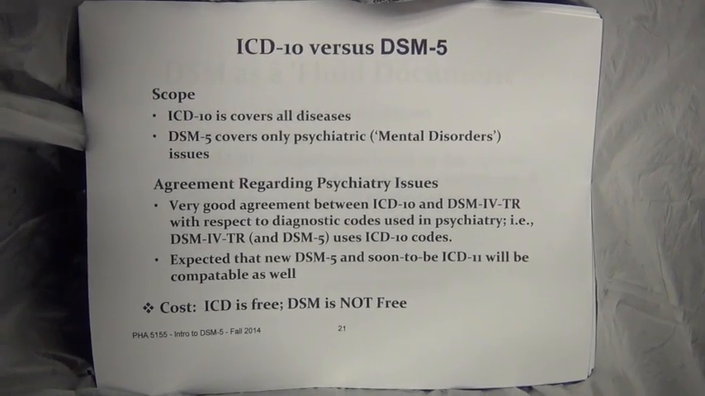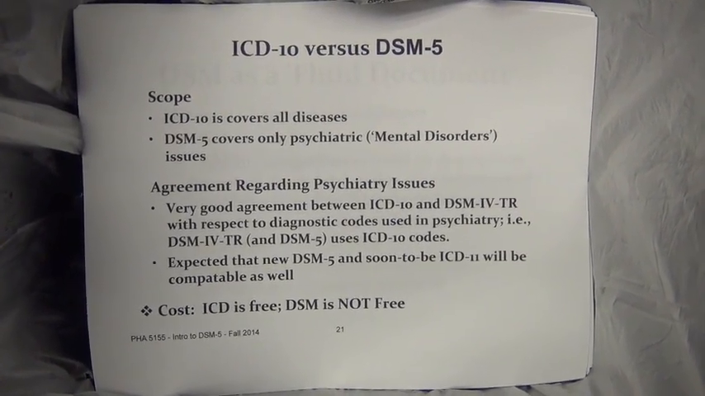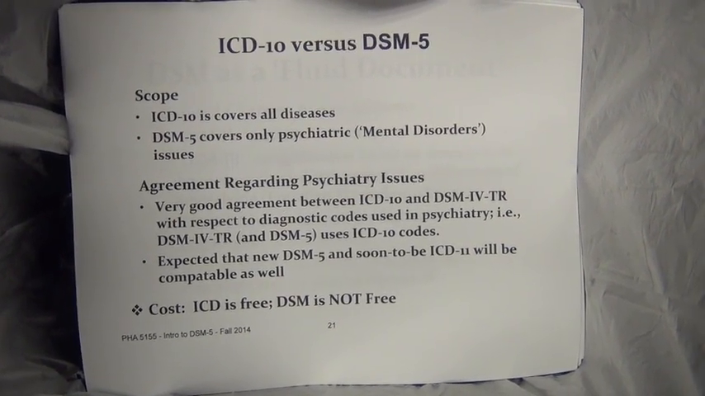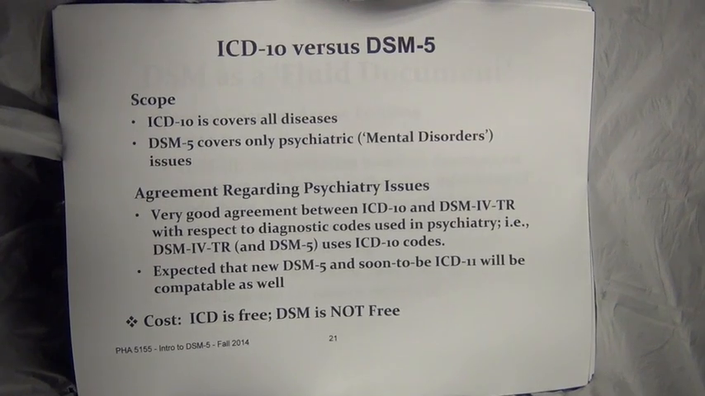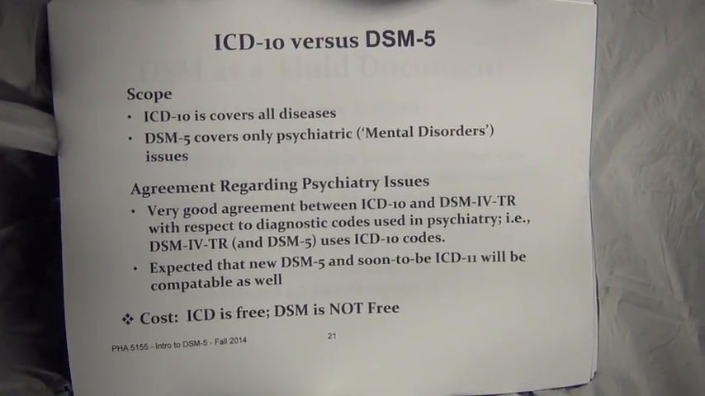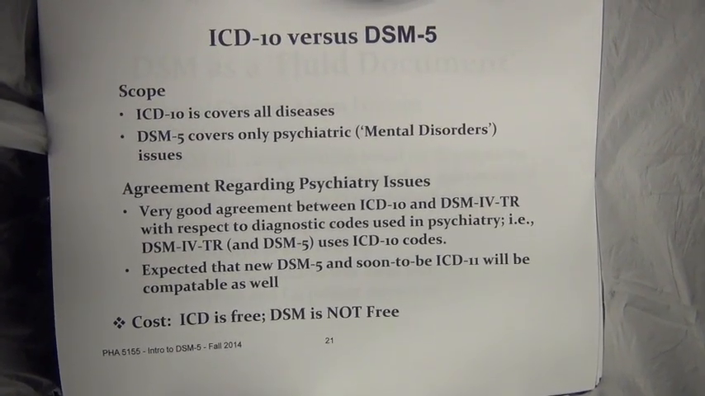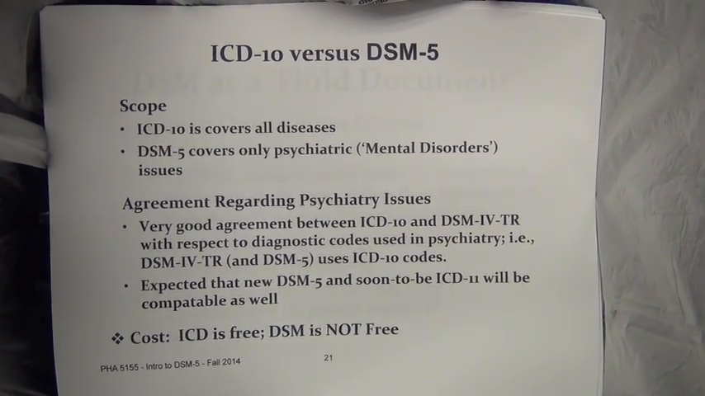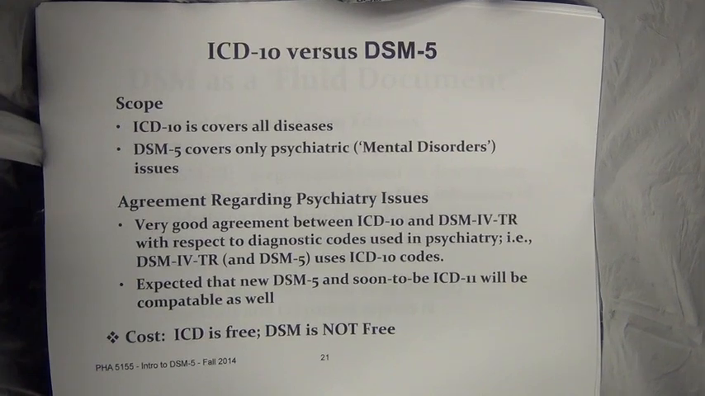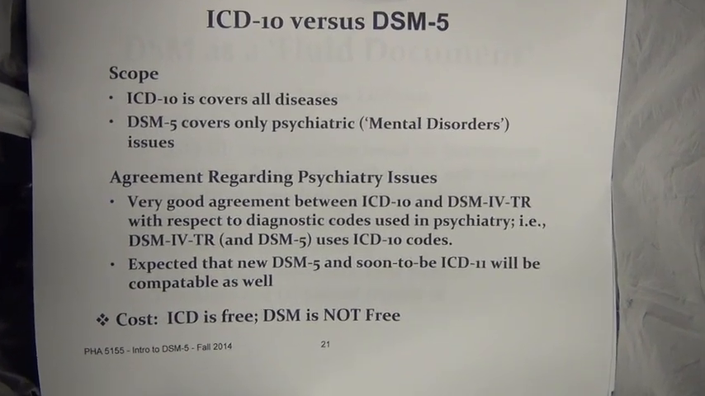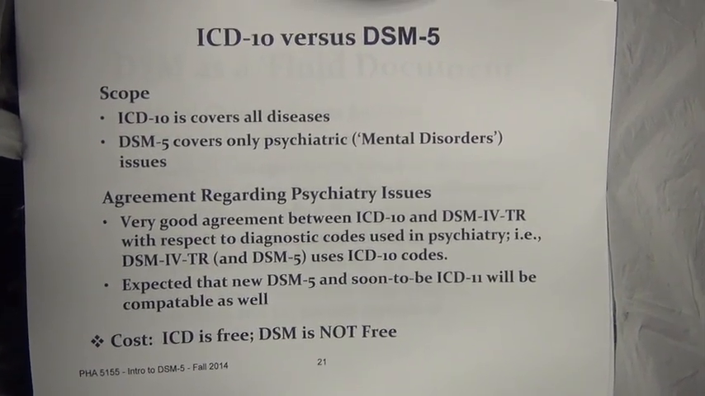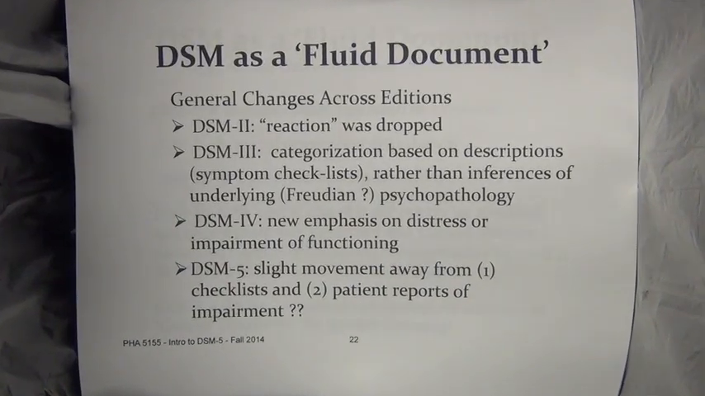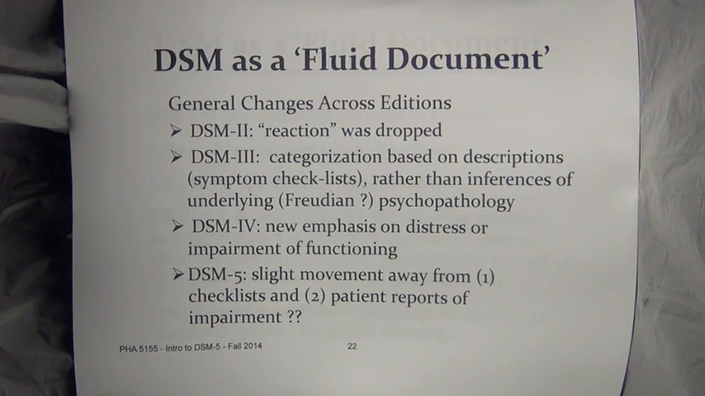As I said earlier, the scope of ICD is to cover everything, not just brain things. DSM-5 covers only psychiatric, mental disorder kind of issues. They are in very good agreement now. They weren't initially when the DSM and the ICD were sort of in their infancy, if you will. But right now they're in very good agreement. One very big difference is the ICD is free. I believe it's available online. DSM is not free.